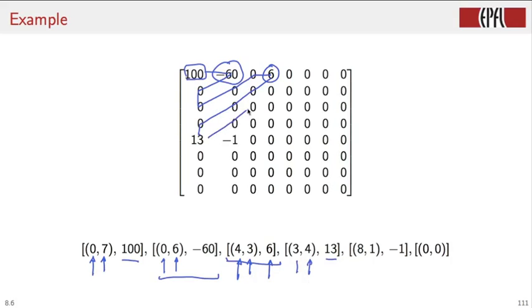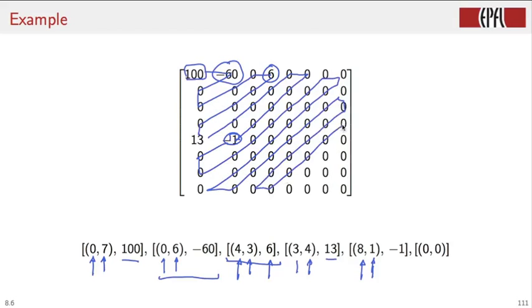Now we continue some more, and we have 8 zeros, and then the value minus 1, which will require 1 bit. And then after this, it's going to be all zeros. So instead of encoding everything separately, we just put the pair 0, 0, and we're done.